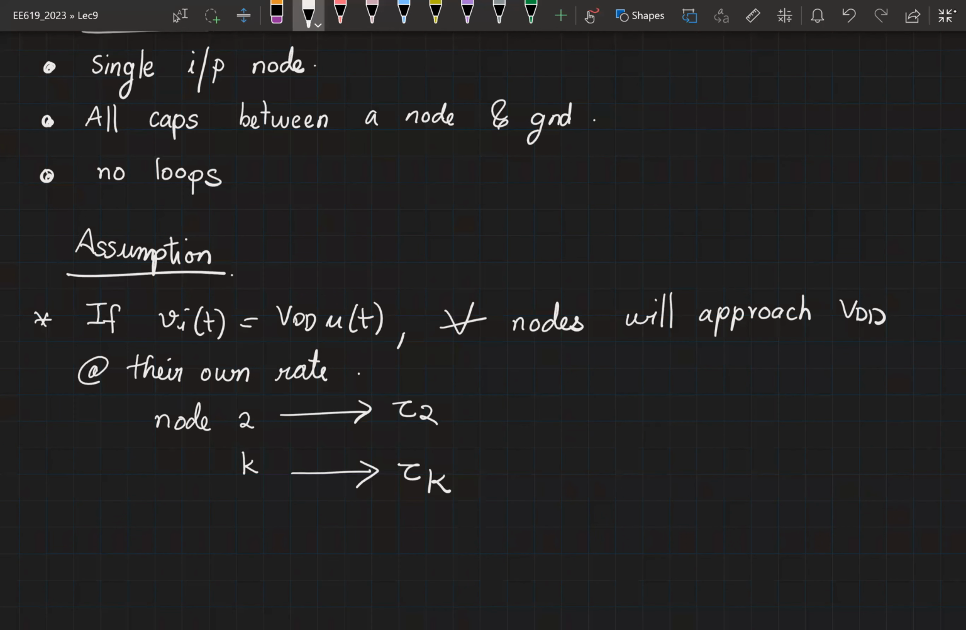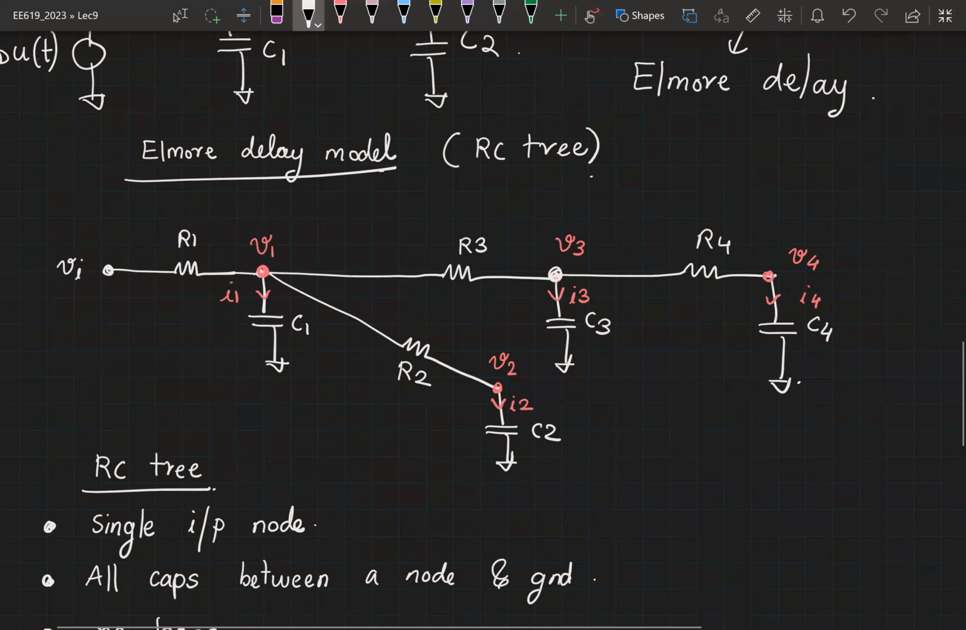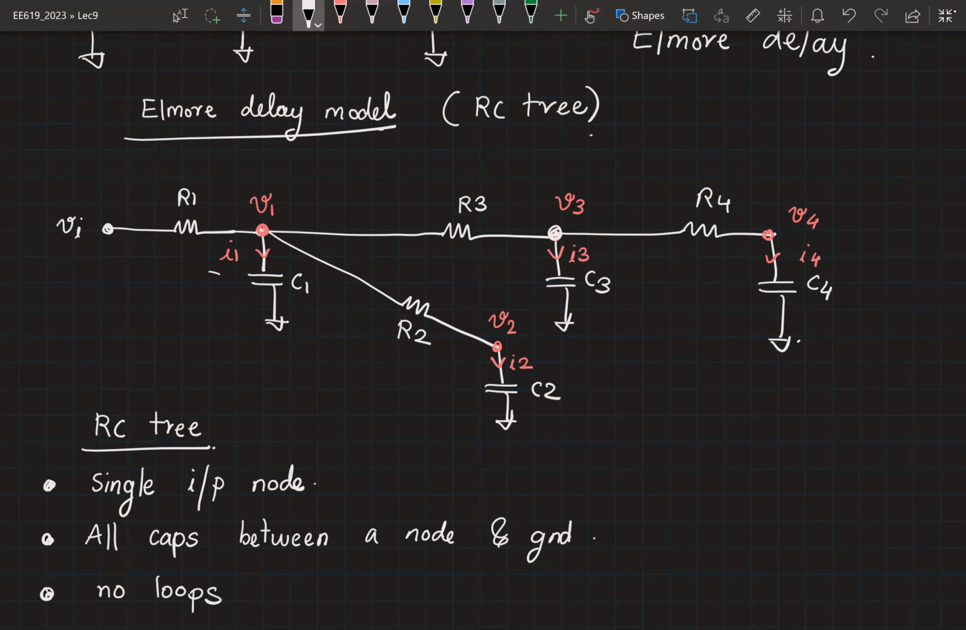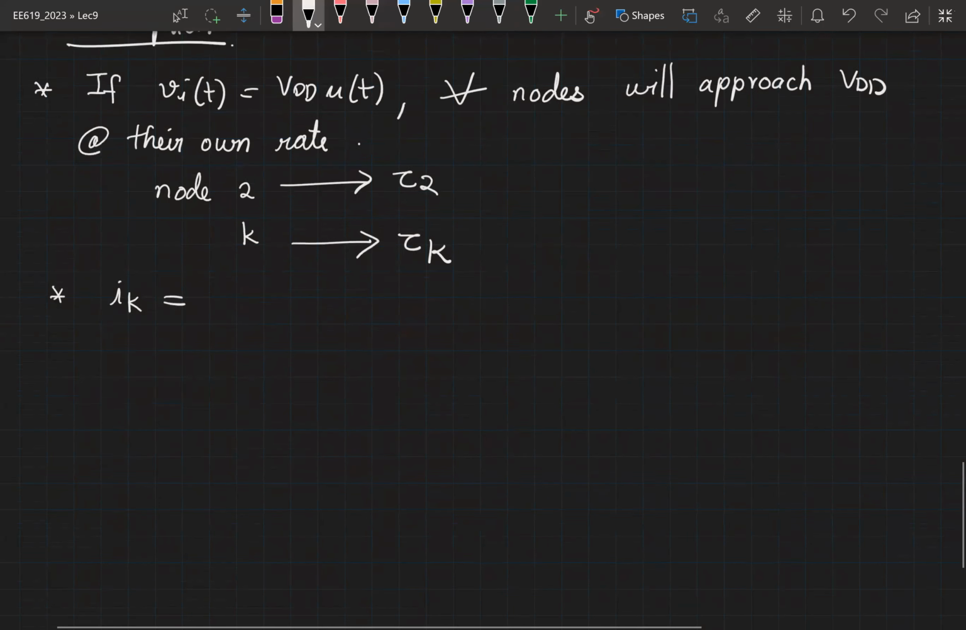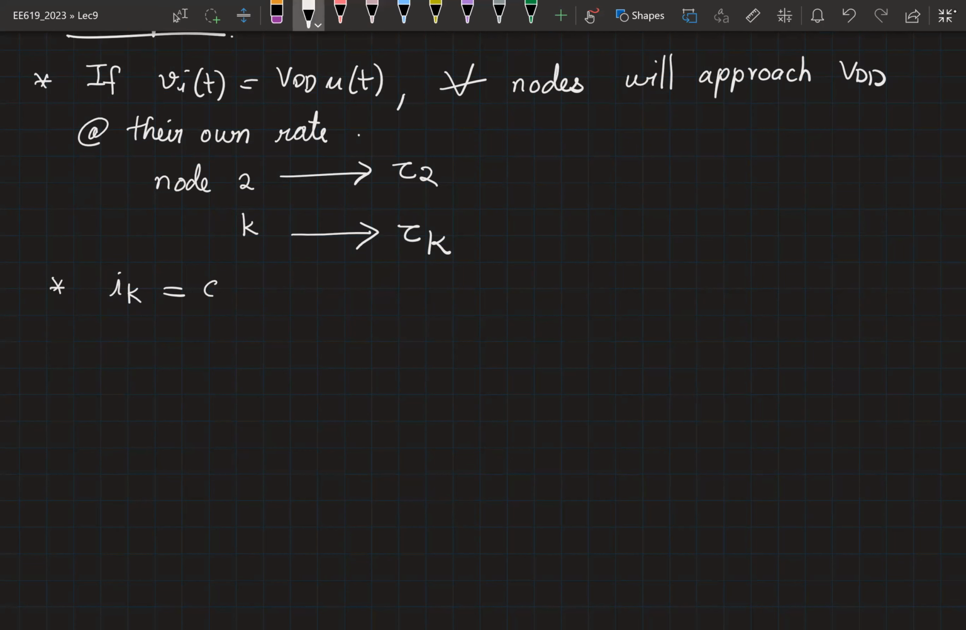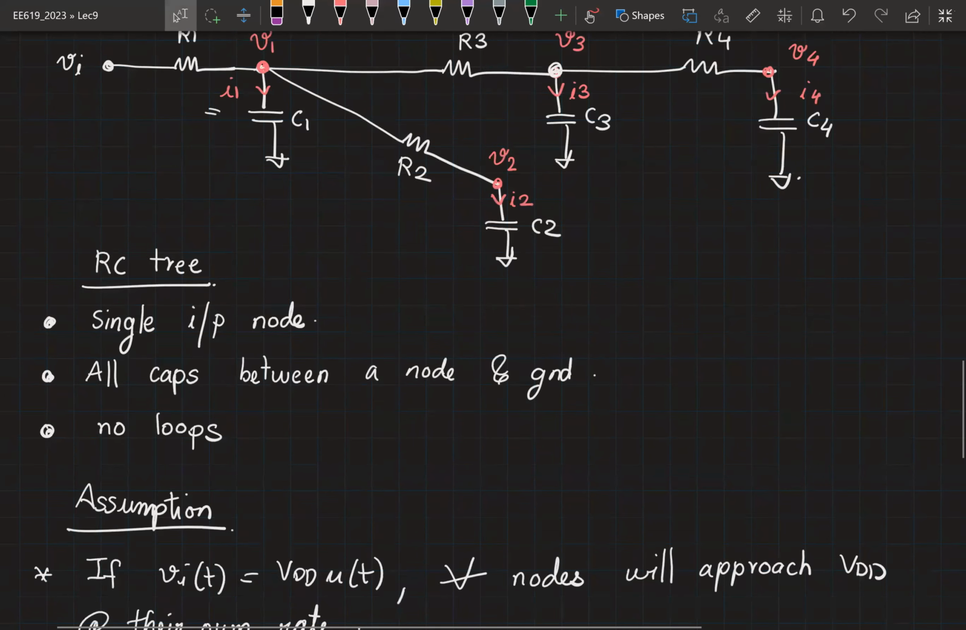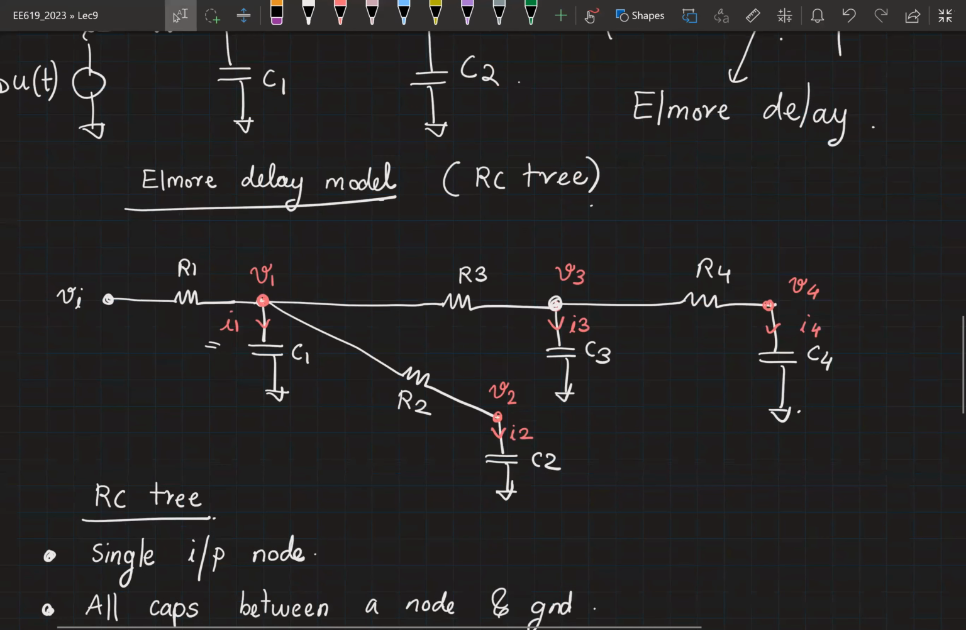Okay. Now quickly, can you give me an expression for Ik? Can you give me an expression for I1 in terms of C1 and V1? C1 dV1 by dt. So for Ik, it will be Ck d by dt of Vk. Now, what is the current through R1? Right, what is the current? I1.